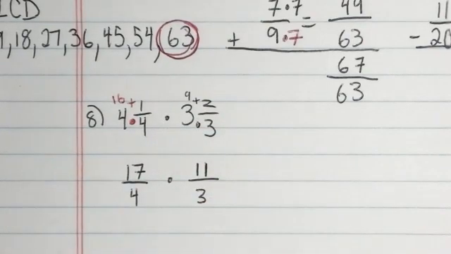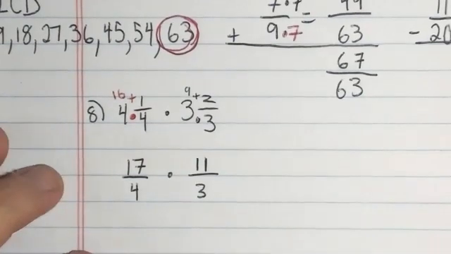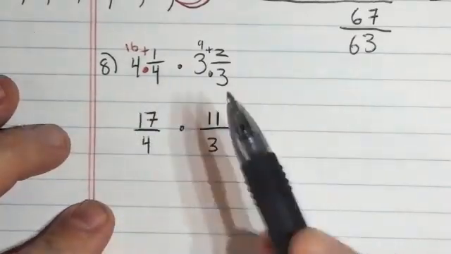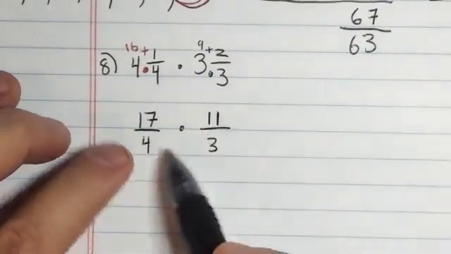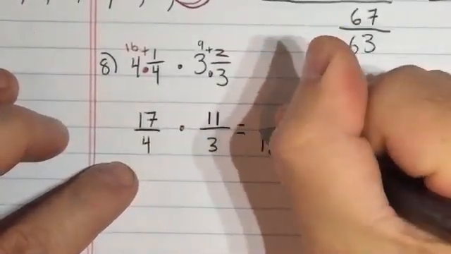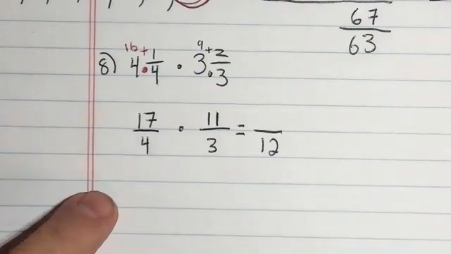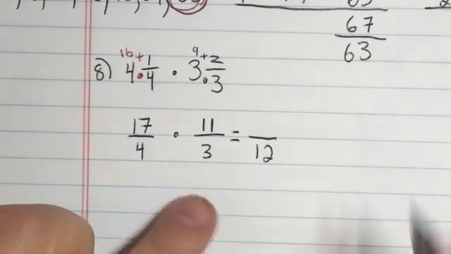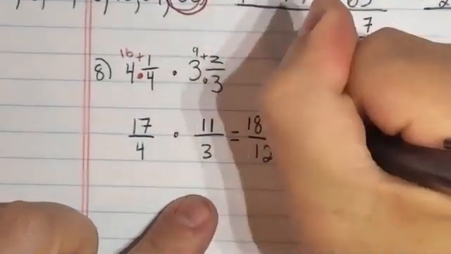And then all I'm going to do now is multiply straight across. Ideally, we'd simplify this a little further, but we're not able to because 4 won't go into 11 and 3 won't go into 17. So you're multiplying straight across. 4 times 3 is the easier one, but 17 times 11 is probably where you want to use the calculator. And you get 187.